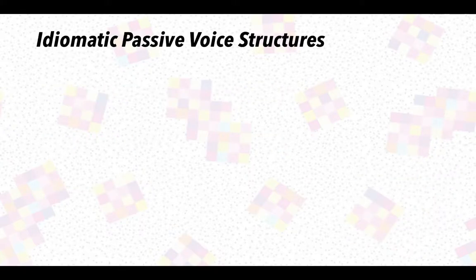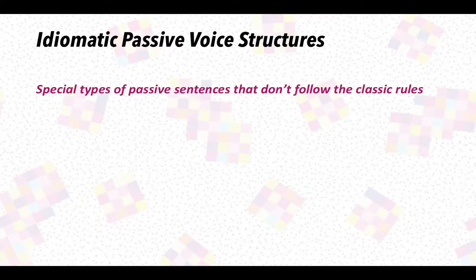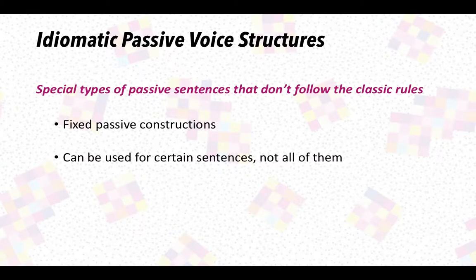The thing is that in English, you also have something called idiomatic passive voice structures. These are special types of passive sentences that do not seem to follow the basic rules that we have already covered. They are fixed constructions, and they can be used for certain sentences, but not all of them. And we will discuss two of these structures in this video. Let's have a look at the first structure, which is a pretty easy one.